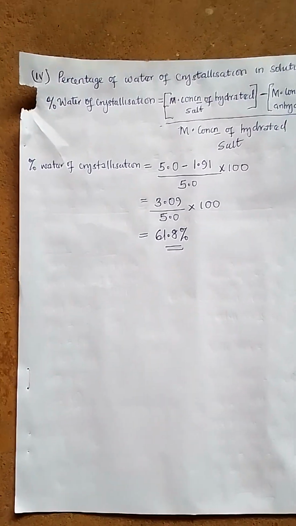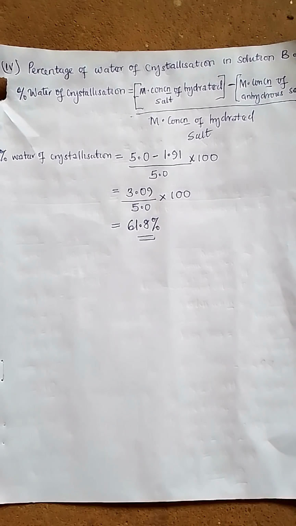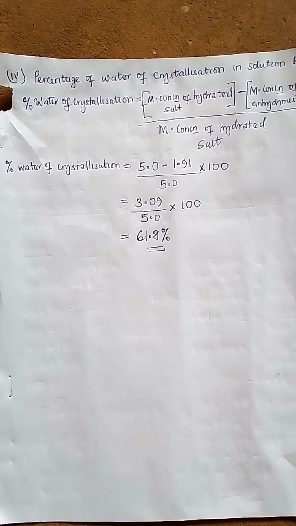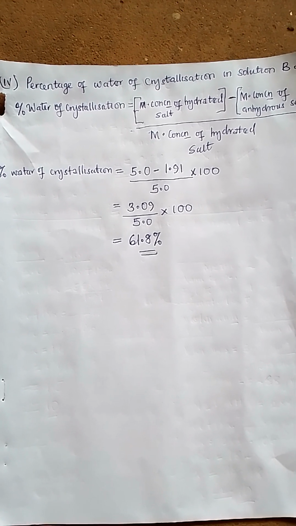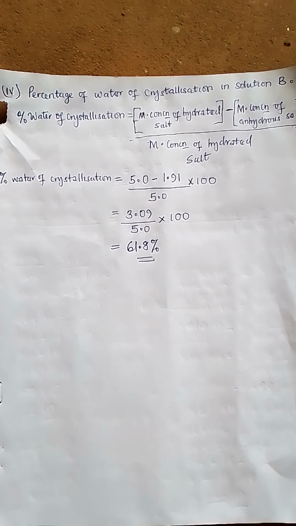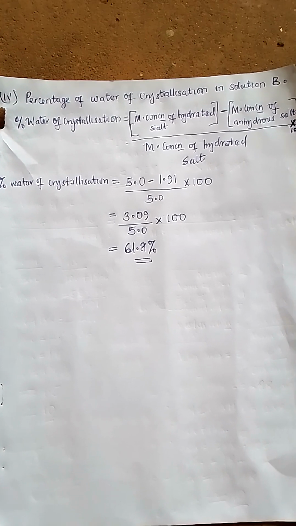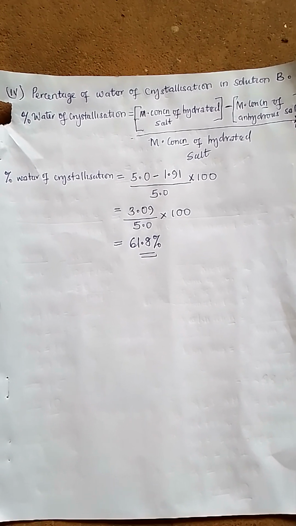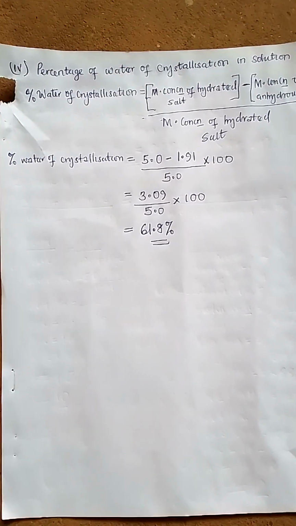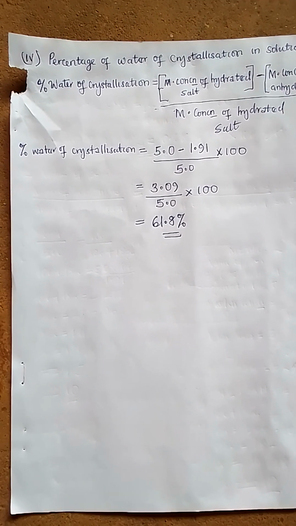Let's look at the last question, that we should calculate the percentage of water of crystallization in solution B. The percentage of water of crystallization is equal to mass of hydrated minus mass of anhydrous, divided by mass of hydrated, multiplied by 100. The mass of hydrated in the question is 5.0 minus the mass of anhydrous, which is 1.91, all over 5, multiplied by 100. So you divide the whole thing and multiply by 100, and you have 61.8%.